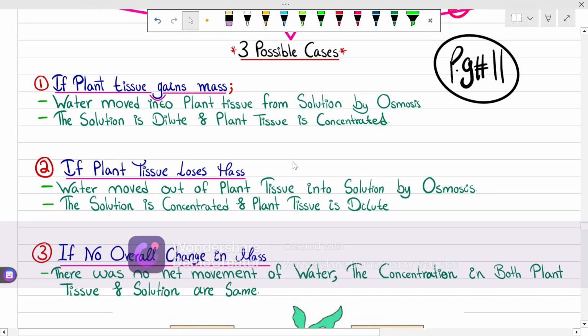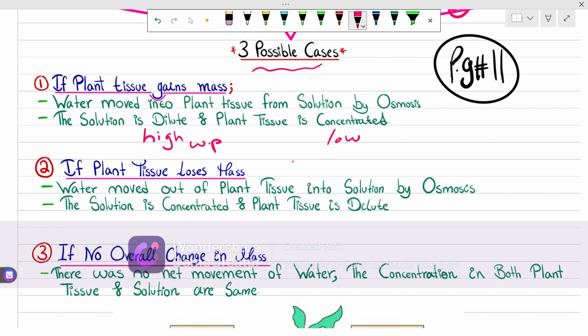After performing the 5 steps, there are 3 possible cases that can occur. The first one, if plant tissue gains mass, this means water moved into the plant tissue from the solution by osmosis. So this means the solution is dilute with high water potential, and the plant tissue is concentrated with low water potential.